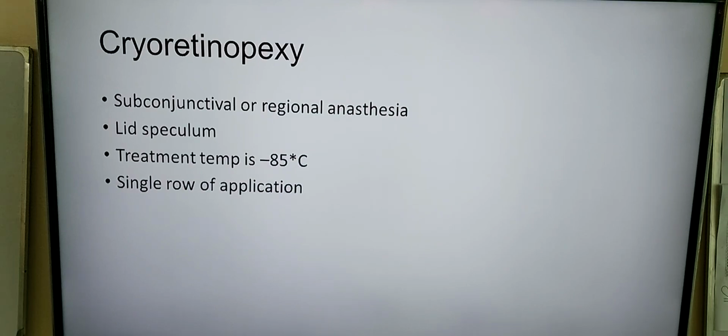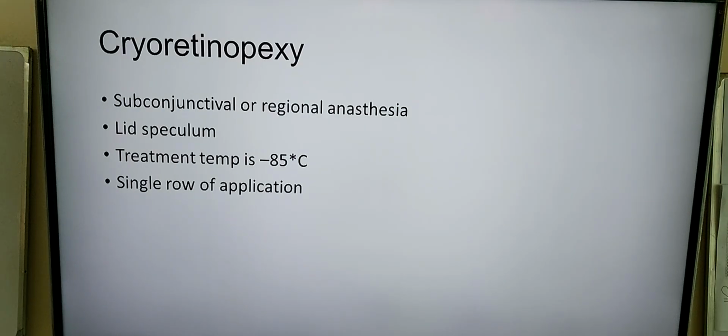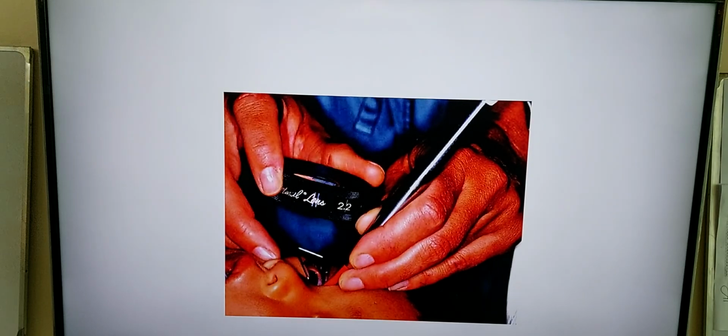The lid speculum is used in this type of technique and treatment temperature is usually minus 85 degrees centigrade and a single row of application is used. This shows the cryoretinopexy. It is done under binocular indirect ophthalmoscopy. This procedure is done under indirect ophthalmoscopy.